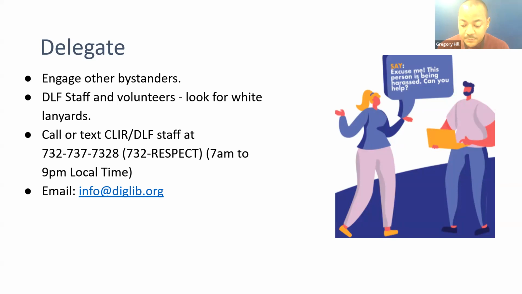If you can't find someone in person, you can email info@diglib.org or call or text 732-737-7328 for additional help. Depending on the situation, you can ask a friend for help or ask other bystanders to distract or otherwise intervene while you find an authority figure. Someone nearby might know the parties involved and be in a better position to intervene. The basic premise here is that you are not alone. There are colleagues that can help if intervention is needed.